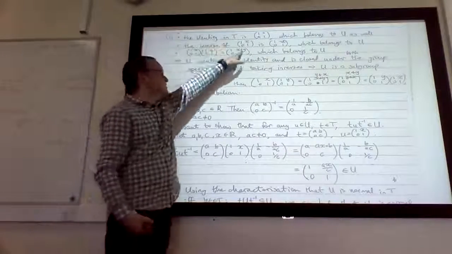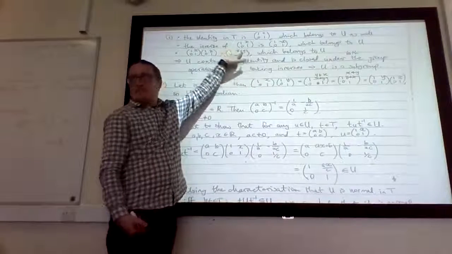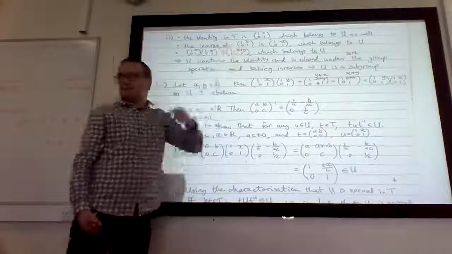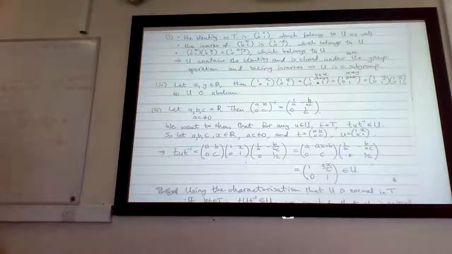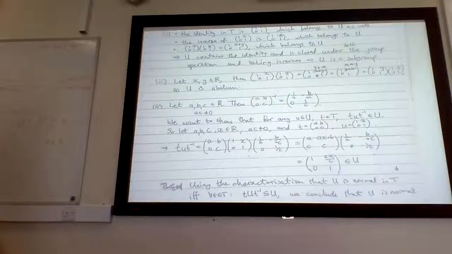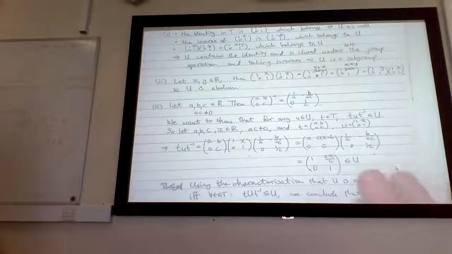But once you get this out, you can see that it doesn't matter which order the x and y go. So it's abelian. That's basically all you have to show. Okay. Part 3, prove that U is normal in T.